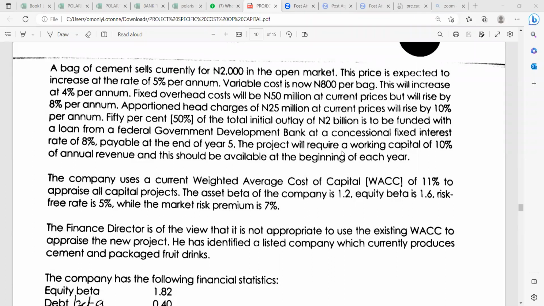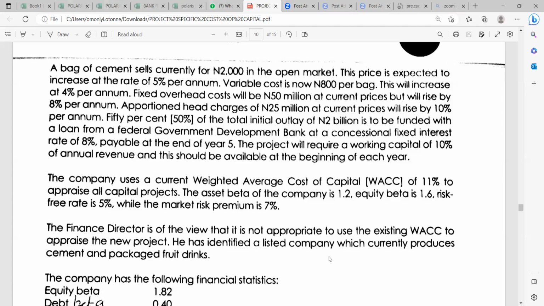50% of the total initial outlay of 2 billion naira is to be funded with a loan from a federal government development bank at a concessional fixed interest rate of 8%, payable at the end of year five. The project will require working capital of 10% of annual revenue, and this should be available at the beginning of each year. The company uses a current weighted average cost of capital of 11% to appraise all capital projects. The asset beta of the company is 1.2, equity beta is 1.6, risk-free rate is 5%, while the market risk premium is 7%. The finance director is of the view that it is not appropriate to use the existing WACC to appraise the new projects.